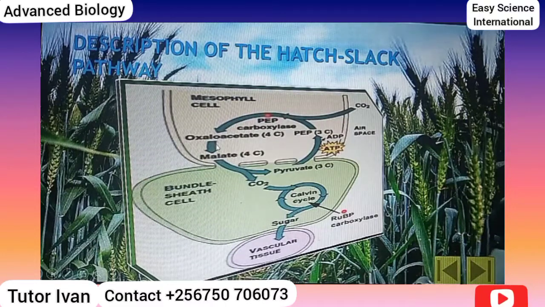Here it is not indicated. So, we find that oxaloacetate is reduced to malate, a 4-carbon compound, using hydrogen from the light-dependent stage, that is the product known as NADPH.